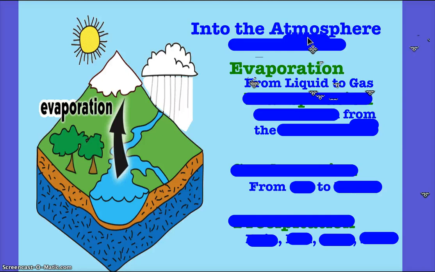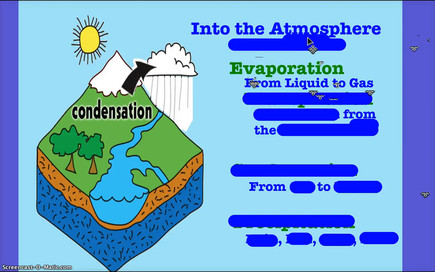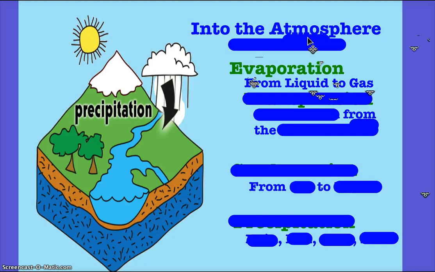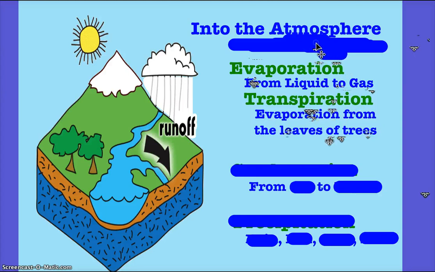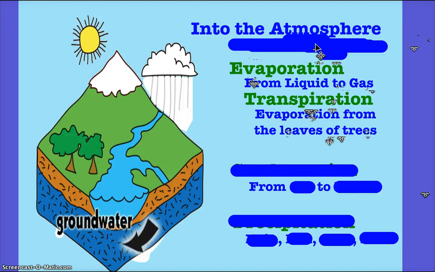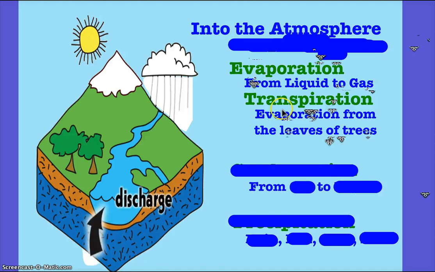But when it evaporates from a living thing, specifically a tree, anybody know what that's called? Or leaves of trees, I should say. Transpiration. Evaporation from the leaves of trees. Same thing, it's from liquid to gas, but it's coming from a living thing. So water will leave lakes, puddles, rivers, and evaporate into our atmosphere.